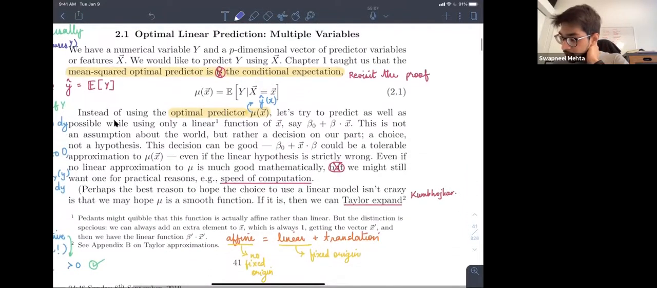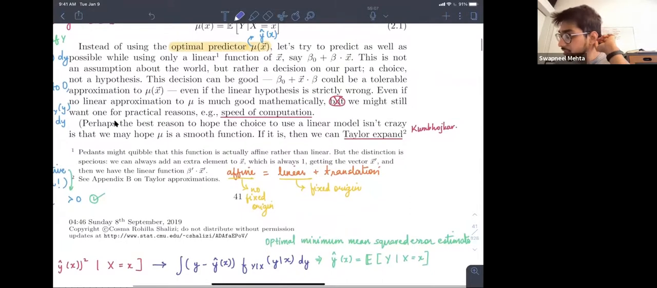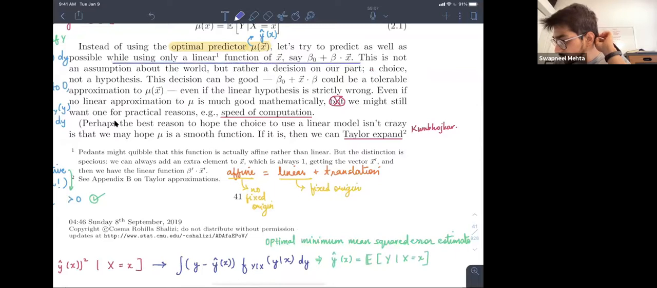We discussed optimal linear prediction with a single variable, but what if X is a matrix? To some extent we did talk about that, but now explicitly we have a p-dimensional vector of predictor variables. And we again arrive at this: let's try to use a linear function of X, which is beta naught plus beta X. This is not an assumption about the world, but rather a decision on our part. This decision could be good or could be bad.